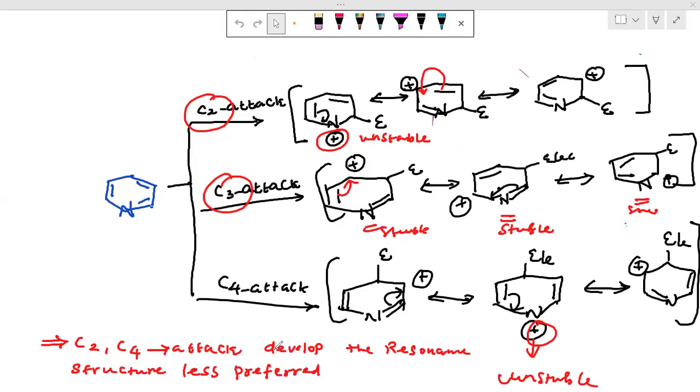C3 substituents are more predominant. Okay, that's very important. In pyridine, C3 substitution is the more predominant attack.